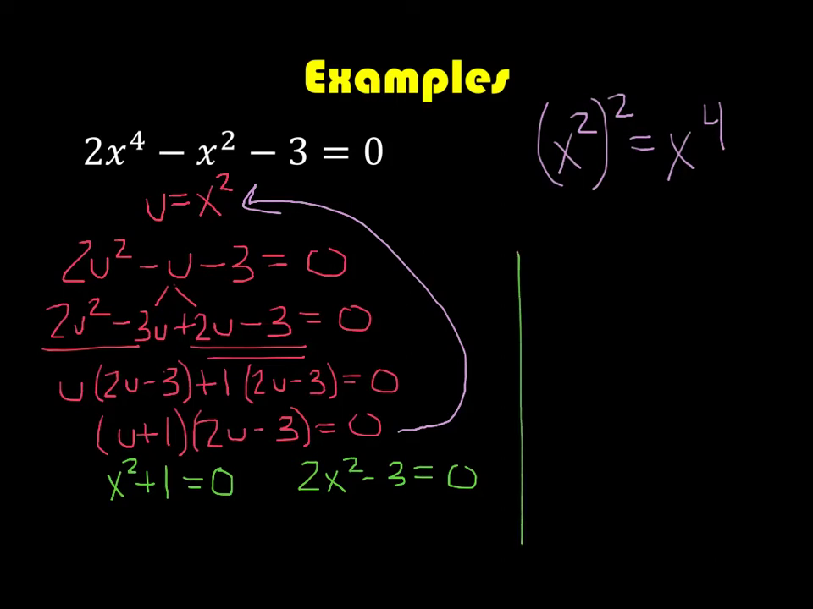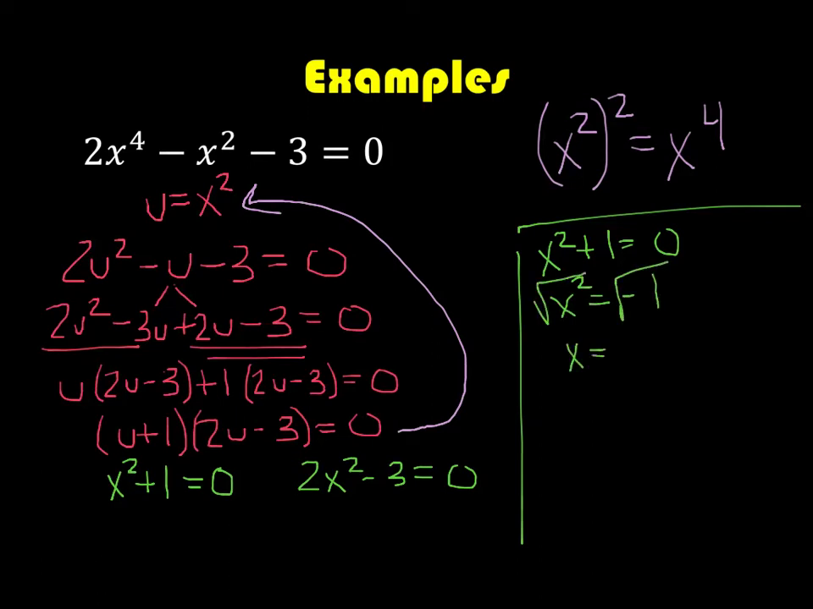So I'm going to come over here to finish solving those. So if I take x squared plus 1 equals 0, I'm going to get x squared equals -1, take the square root. In this case, we have not talked about complex numbers yet, so let's just say this one right here would be no solution because we can't take the square root of a negative number.